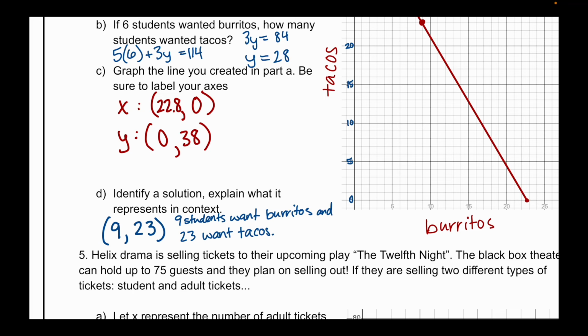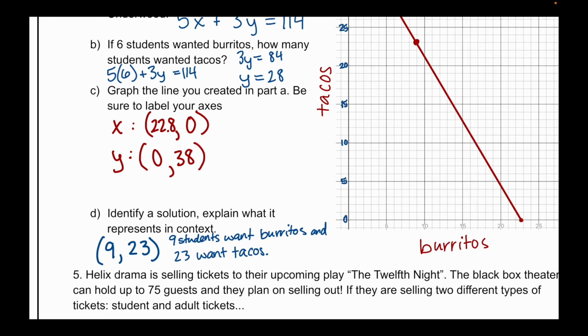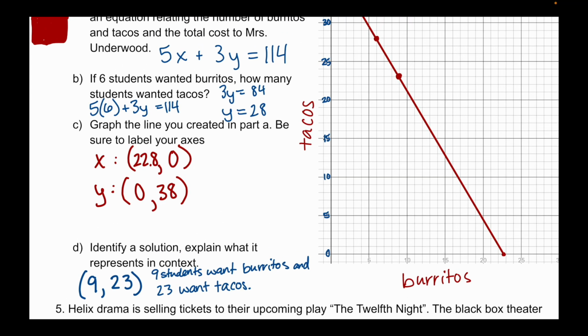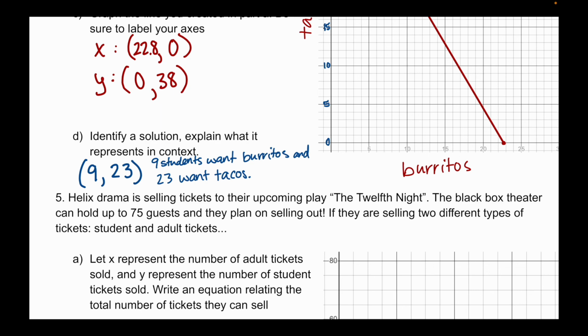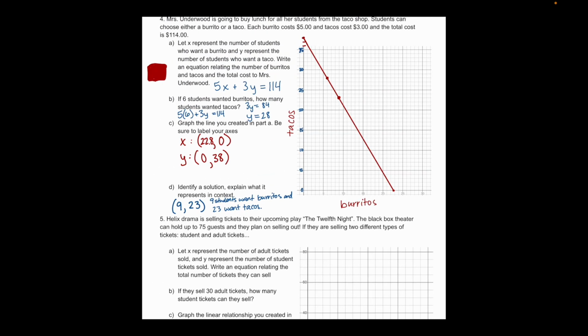So let's do 5 times the 9 students who wanted burritos, and then add with that the $3 for the 23 students, and it does come out to 114 exactly. Okay, I just wanted to make sure that I didn't pick one that doesn't actually work out. If you do plug it in, you can see that it is actually part of the solution. So that's going to be our first one there.